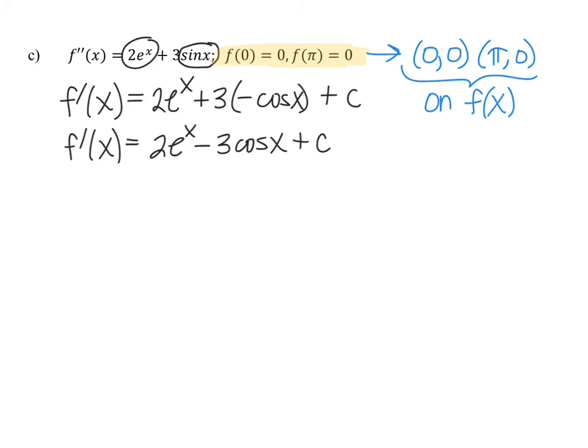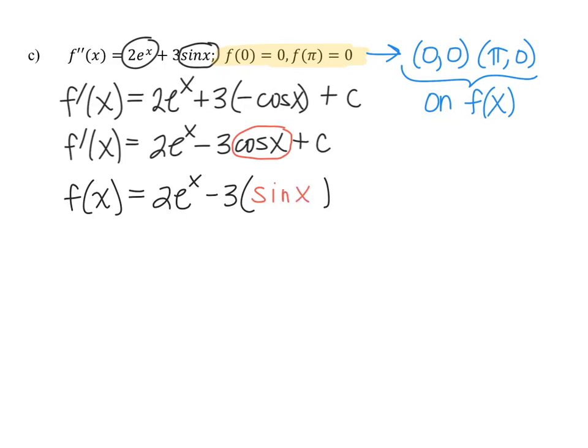So now that I have my f prime function, I'm going to compute the antiderivative one more time, which is going to allow me to work backwards to the original function. So the antiderivative of 2e to the x will also be 2e to the x. Then I have a negative 3 as my coefficient, and I can think about what the antiderivative of cosine is. So the antiderivative of cosine is going to just be sine of x, because remember the derivative of sine of x equals cosine of x.